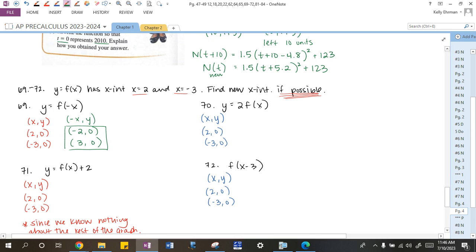For 70, if we have 2 f of x, that's going to change every point so that it's x, 2y. But that's still going to be 2, 0, and negative 3, 0. So if those were the only 2 x-intercepts to begin with, they're still the only 2 x-intercepts.